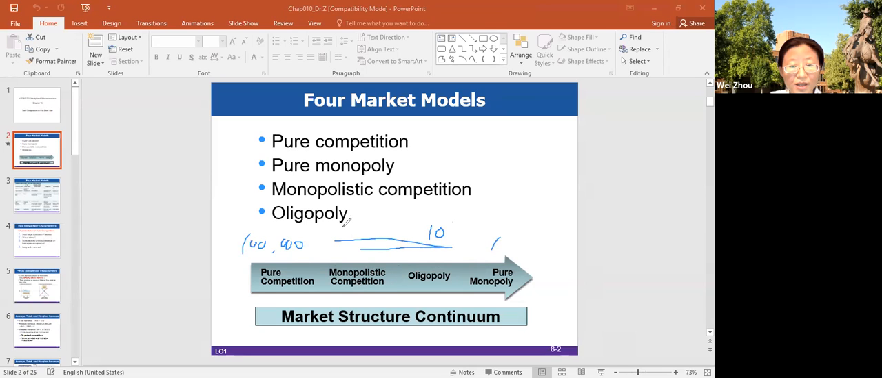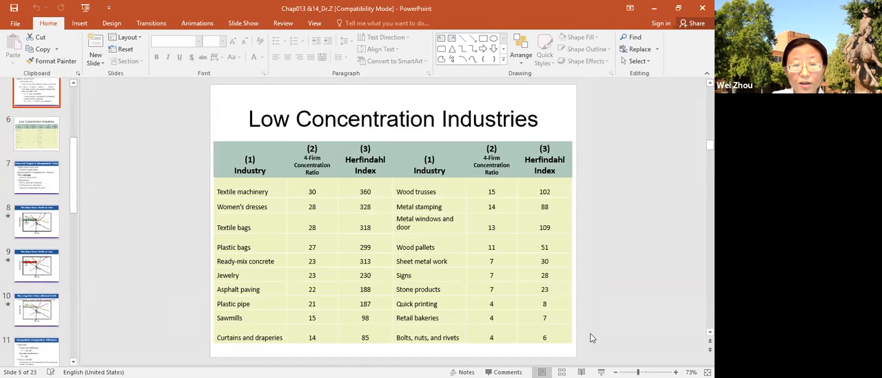Basically, oligopoly means you have a handful of players in the market. Monopolistic competition is you have some players in this market, not as few as this, but not as many as this. So are you in an industry more like monopolistic competition or more like oligopoly? You need to do the calculation. We have the four-firm concentration ratio and we have the Herfindahl index. So when we take a look, we said we can calculate it.